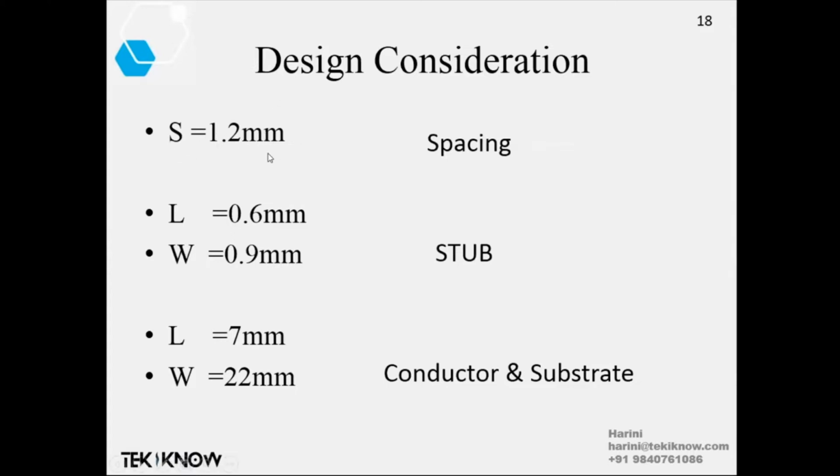S is the spacing between the two stubs. L is the length of the stub, and W is the width of a single stub. This is a conductor, and the substrate and dielectric material have some widths. The length is 7 mm and the width is 22 mm.